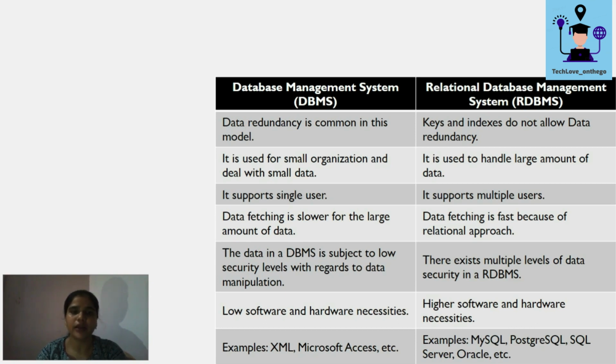In DBMS, the data is subject to low security levels with regard to data manipulation, but in RDBMS, multiple levels of security exist. So that is also very secure. DBMS has low software and hardware necessities, but RDBMS requires higher software and hardware necessities. There are various examples of DBMS like XML and Microsoft Access, and for RDBMS, one of the best examples is Oracle. Other examples are MySQL, PostgreSQL, SQL Server. These are some databases used by big organizations.